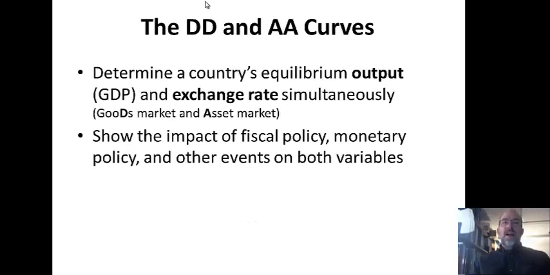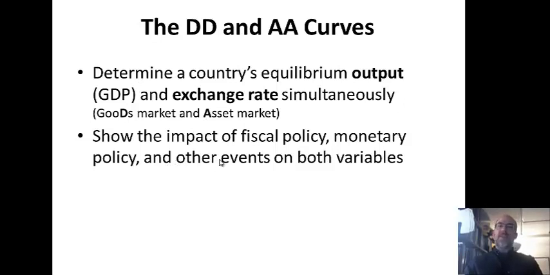All right, so if you're familiar with the DDAA model, this has two curves, DD and AA. Both of them together, they determine a country's equilibrium output or GDP and exchange rate simultaneously. So D is the goods market and A is the asset market, and where they cross, both markets are in equilibrium. The main goal is to show the impact of various policy, like fiscal or monetary policy, and other things you could work into the model to show what happens to those variables.